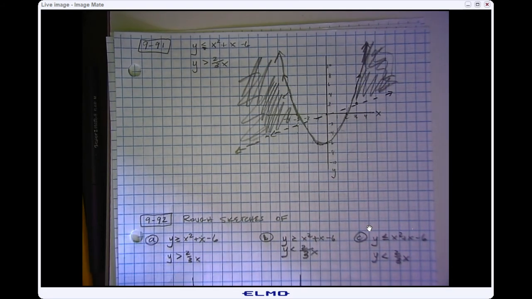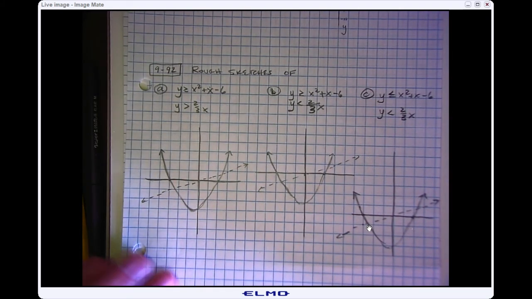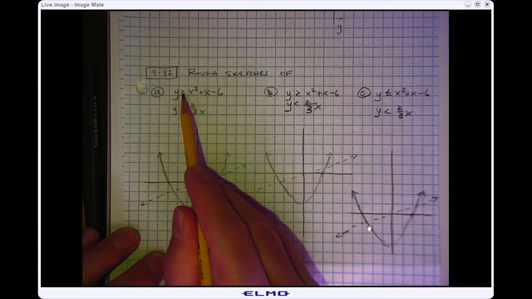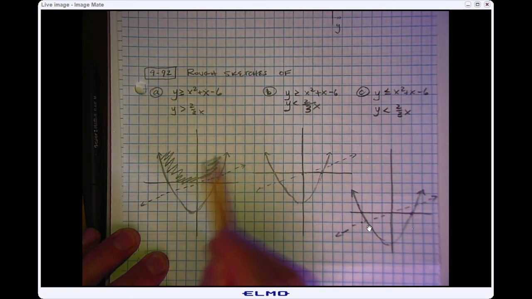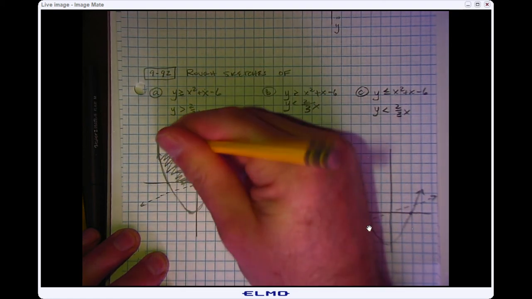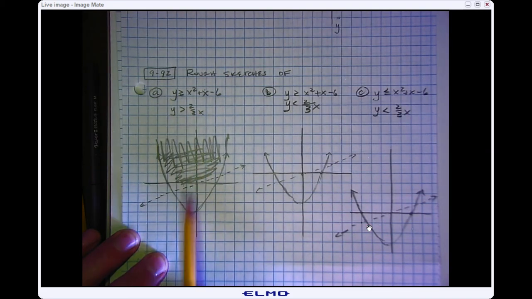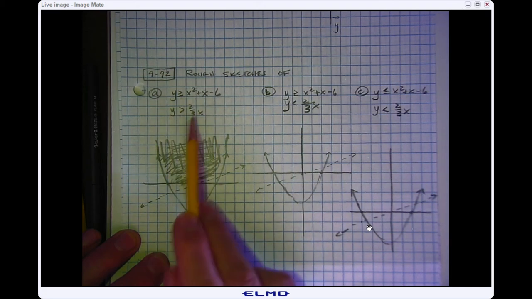So what they try to do in question number 92 here is they use the same exact equations, but now they change the symbols. So now this is y is greater than, so it's going to be everything inside the parabola because it's above the parabola, and everything greater than the line. So things that are inside the parabola and above the line would just be this area right in here. So again, inside the parabola and above the line because they're both greater than. And again, to check, you could choose any coordinate point in this area and plug it in for x and y, and it would make it true.